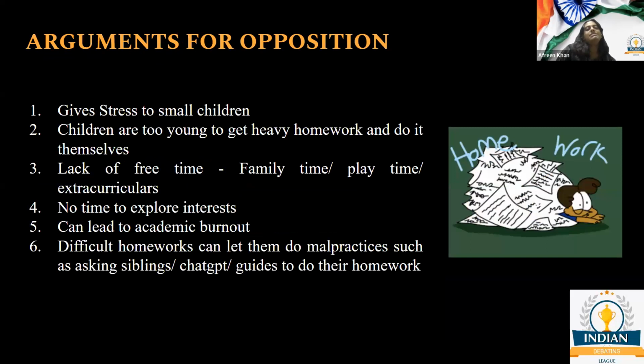On opposition, you can say it gives stress to small people. You can talk about how they're too young to get heavy homework. You can also talk about how it's a lack of free time for them, which means that they could have used this time for extracurriculars, family time, play time, etc. And then you can talk about how when you don't have so much time, you cannot explore your interests. For example, some people probably like space science, some people probably like football. You can't spend time on that, and you cannot make it a better skill or improve on your skill.